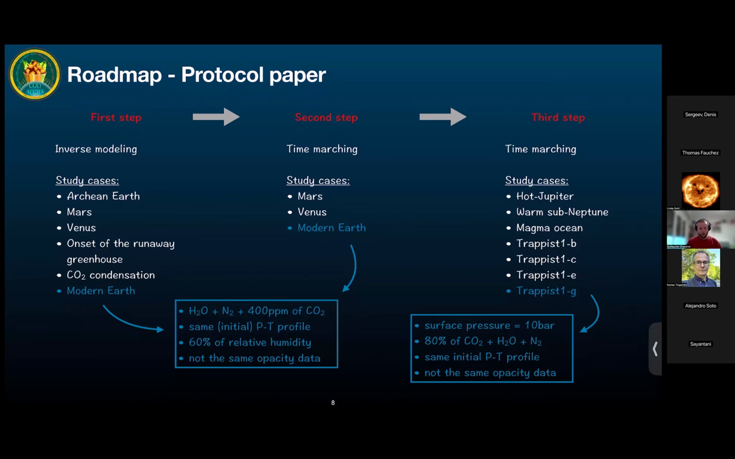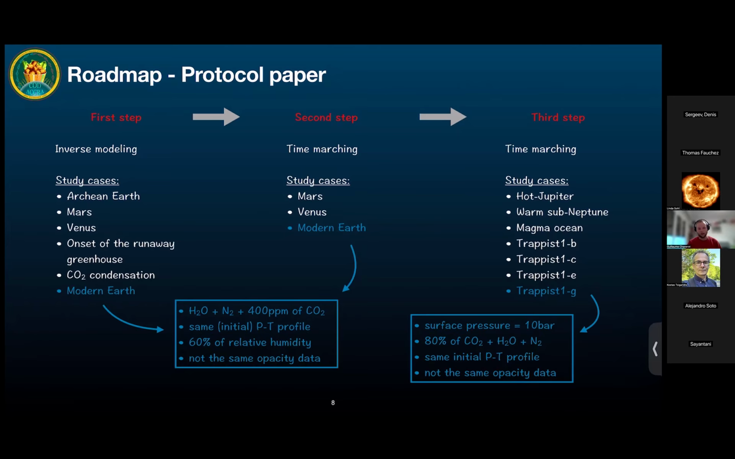We share the same PT profile. For inverse modeling, we have the same PT profile, and then we compute the absorbed and emitted fluxes. For the time marching, we have the same initial PT profile, and then we let the system evolve. So the final PT profile is not the same, because we have temporal evolution. We assume 6% of relative humidity, and we do not share the same opacity data. We have a discussion about this.